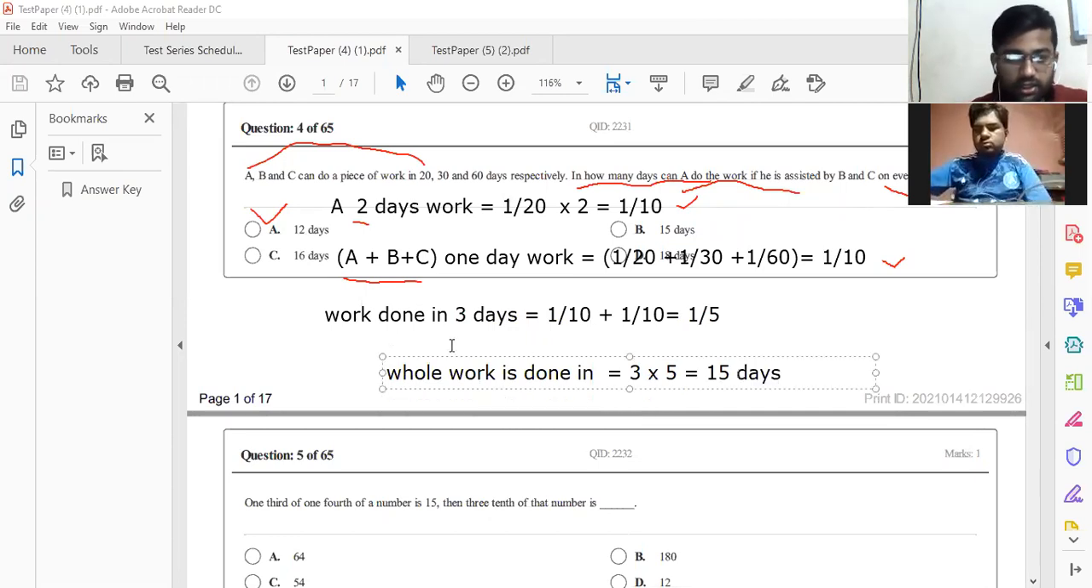ने जो निकाला, क्या निकाला, 3 दिन में 1/5 काम कर रहा है, तो पूरा काम कब करेगा? सो 5 से 3 को मल्टीप्लाई कर दो, you'll get 15 days. Okay, option B.